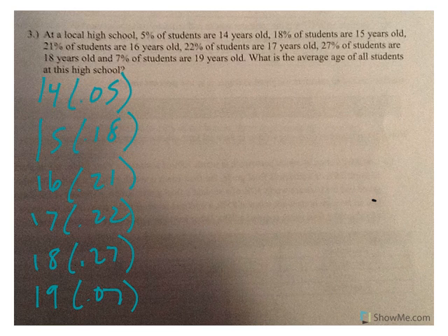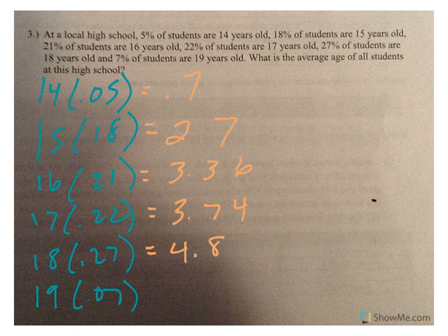So I multiply. And when I multiply, I get 0.7, 2.7, 3.36, 3.74, 4.86, and 1.33. You want to round as little as possible with these. General math rule, we don't want to round until the very end. So as much as possible, keep your answers as exact as possible.